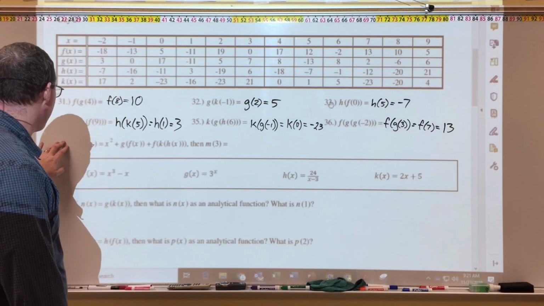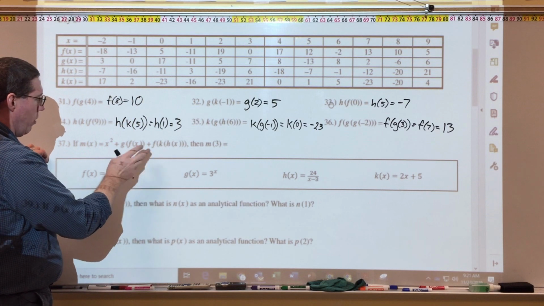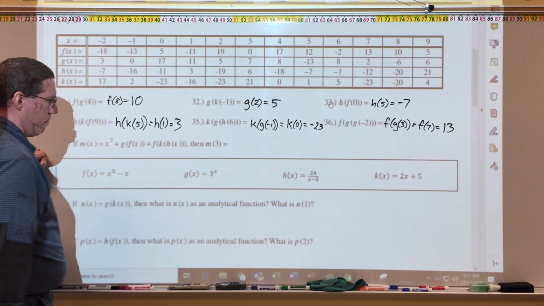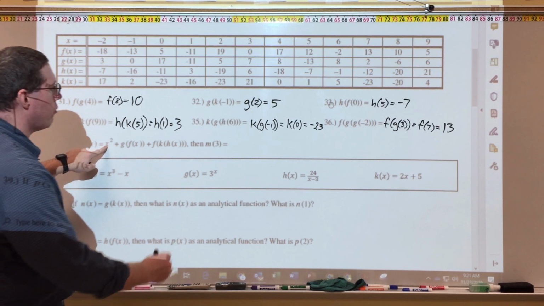Now this 37, this crazy bear, m of x is equal to this crazy looking thing, x squared. And we want to know what m of 3 is. So we're going to plug 3 in for all the x's. So we're going to put a 3 in here for x squared.